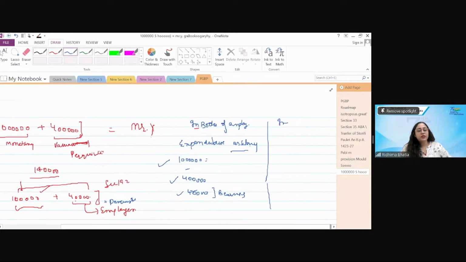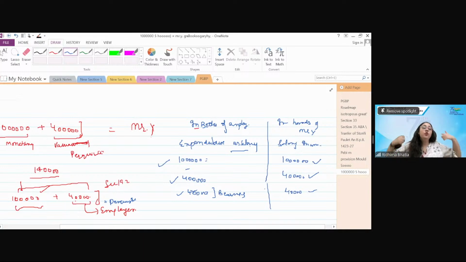Now in the hands of Mr. X also, what is salary income? This 10 lakh, this 4 lakh in his return, whosoever would be preparing his return. And this 40,000 is also a perquisite. This is the monetary salary, this is the facility, and this is also a perquisite.